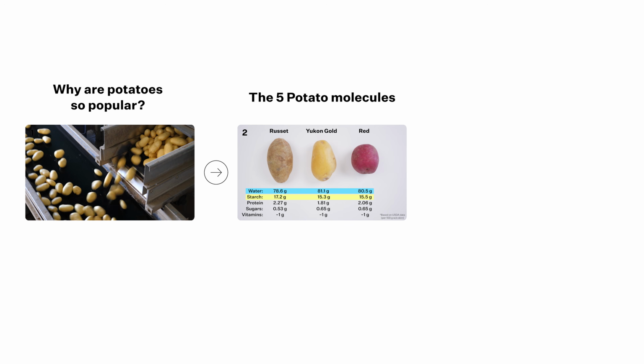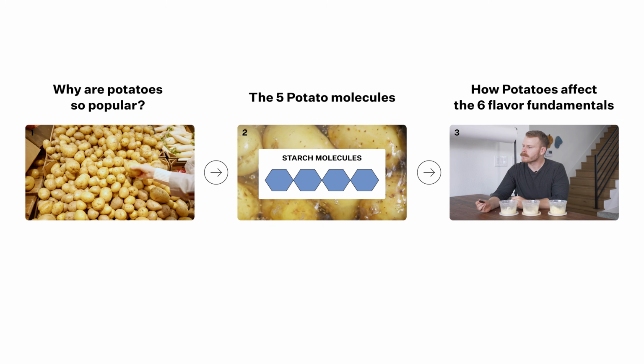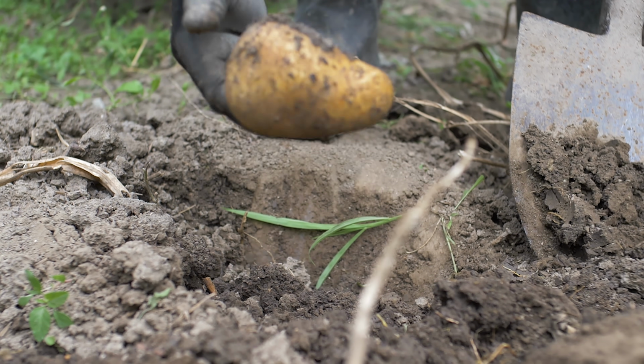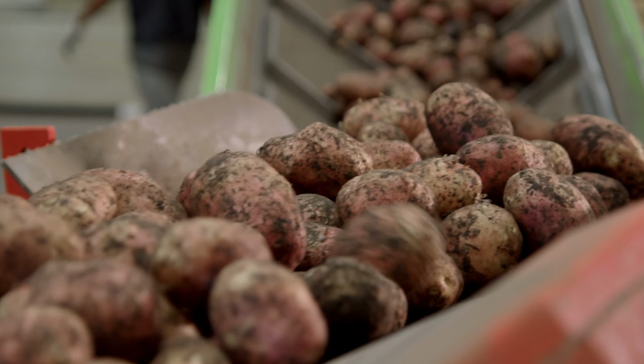First, how are potatoes grown and why did they become popular? Second, the 5 potato molecules every home cook should know. And third, how potatoes affect the 6 flavor fundamentals. In the first section, we'll dive into where potatoes come from, how they are grown, and the 4 most common potato varieties that are commercially produced.